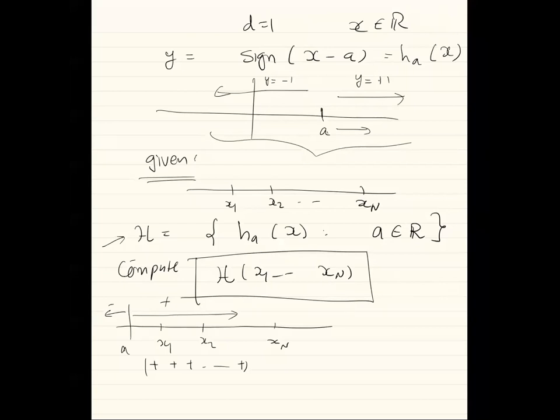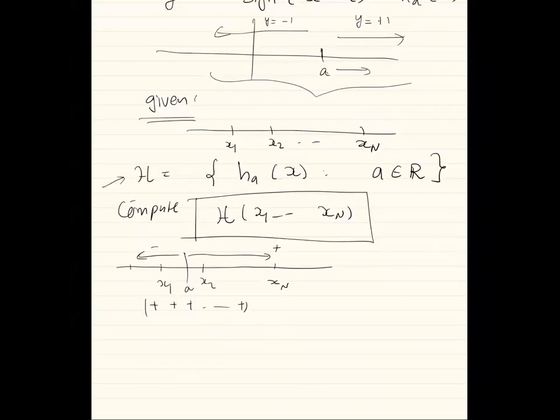Now, if I move a to the right, instead of this value of a, I can move a so it is here between x1 and x2. So now everything here will be labeled as plus and everything here will be labeled as minus, right? So now the other dichotomy vector I have is minus, plus, plus, and so on. Then I can move it further. Let's say I also write x3 for simplicity. Then I can move a somewhere between x2 and x3. Everything here will be minus, everything here will be a plus. Now I have minus, minus, plus, and so on.